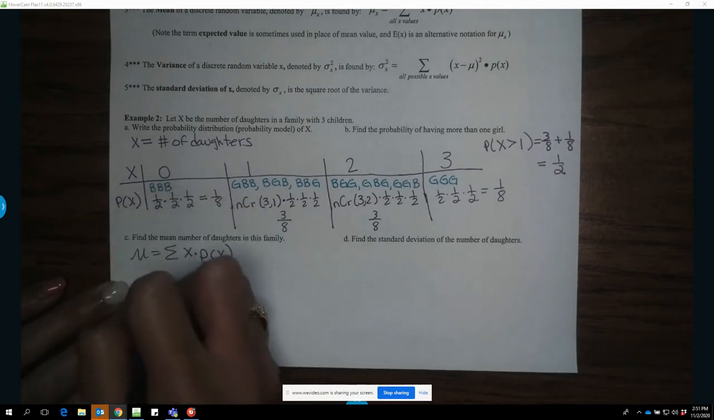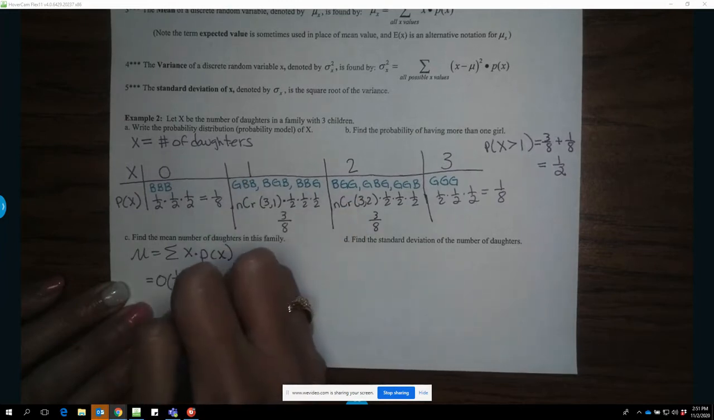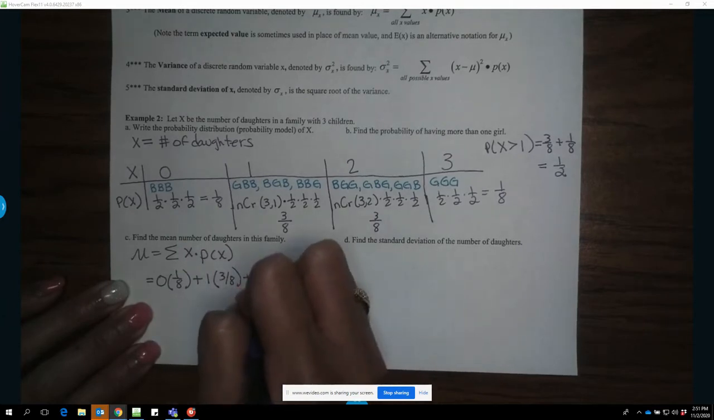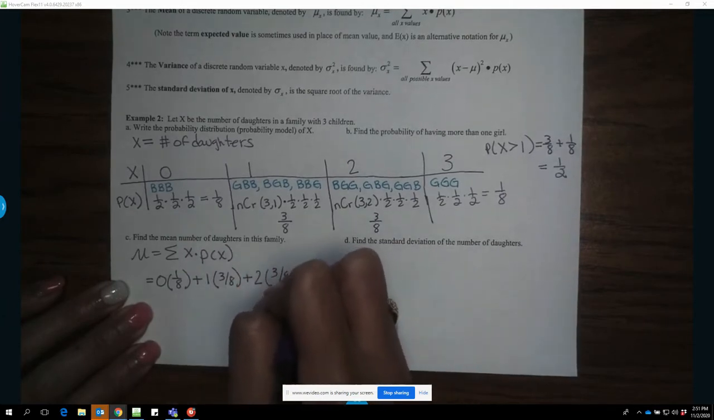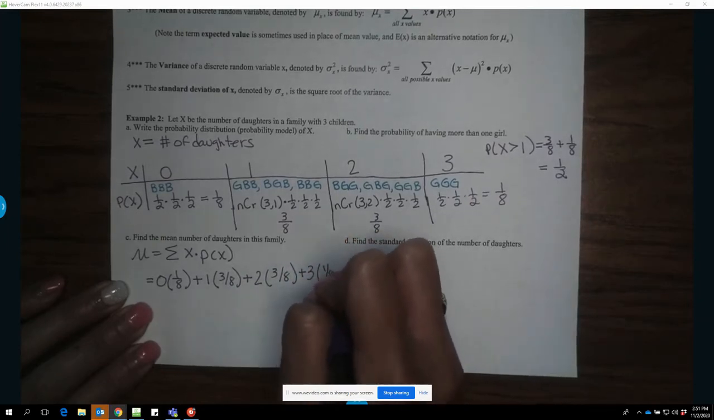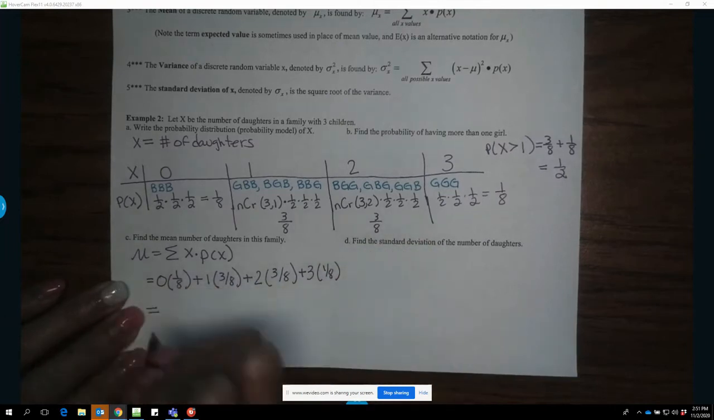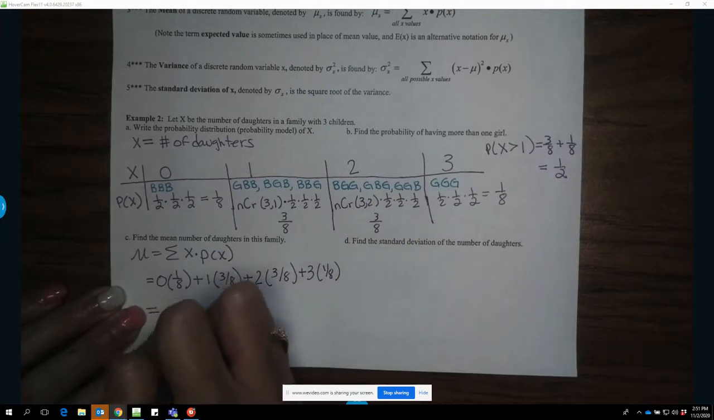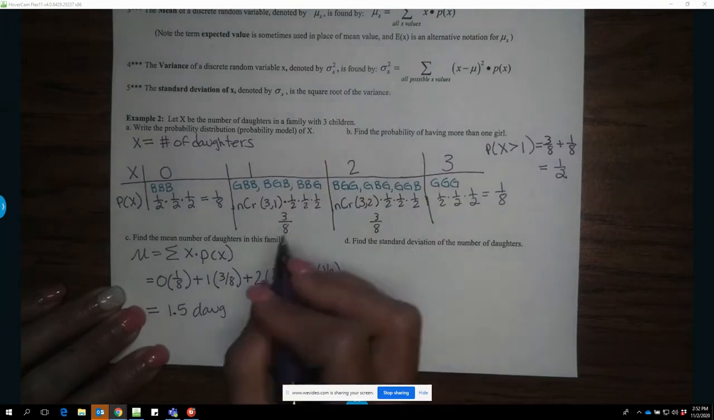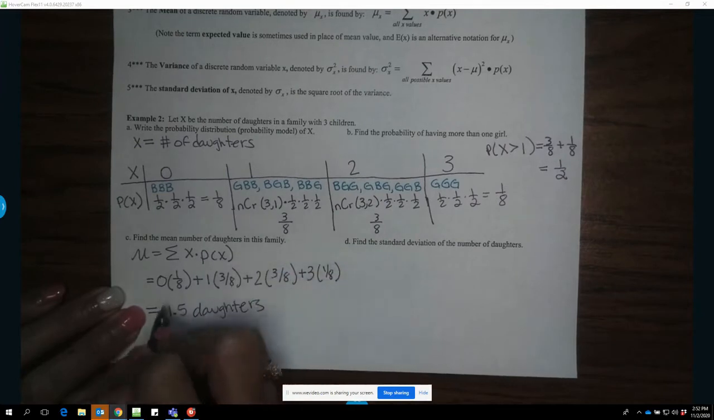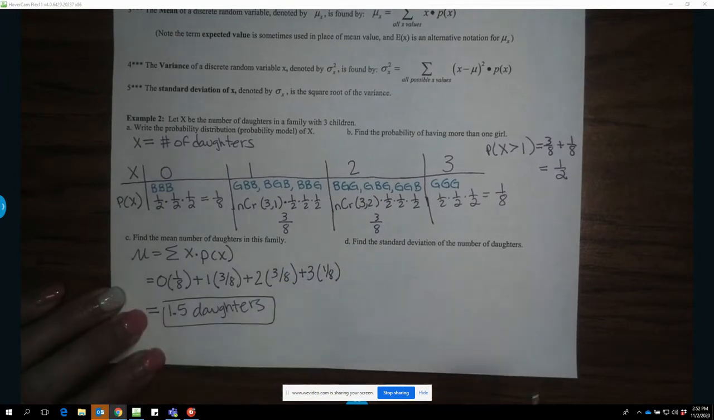So my first X value is 0. Its probability was 1/8. My second X value is 1. Its probability was 3/8. My next X value was 2 with a probability of 3/8. And my last X value was 3 with a probability of 1/8. If you type that into your calculator, you'll get the mean number of daughters for this scenario, which would be 1.5. Which makes sense because if there's 3 children, on average, half of them will be girls, so daughters. So that's how you find the mean. You're supposed to show your work.